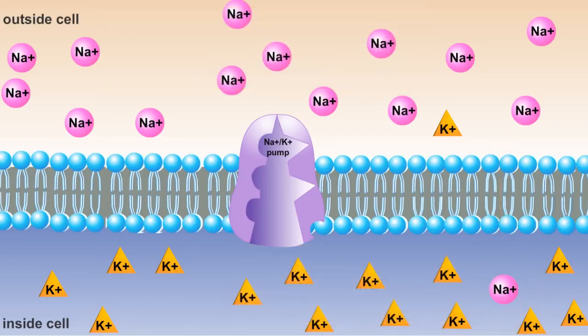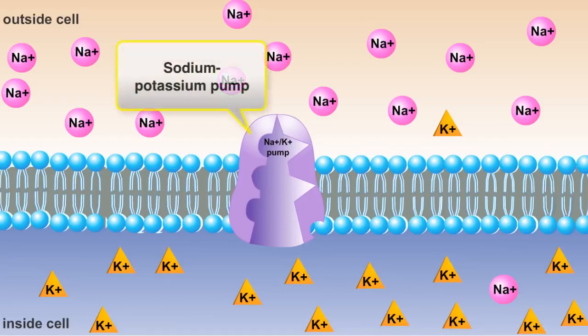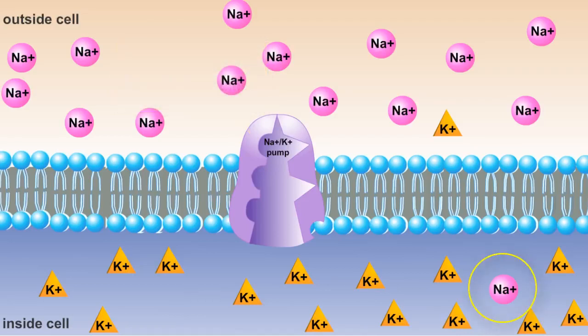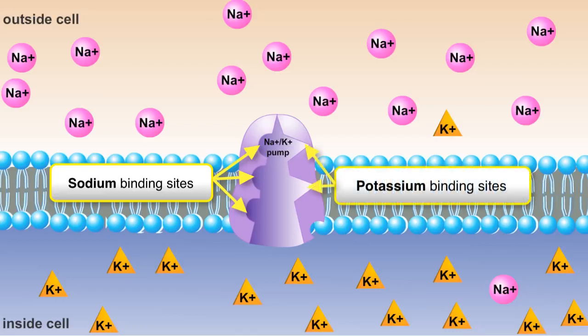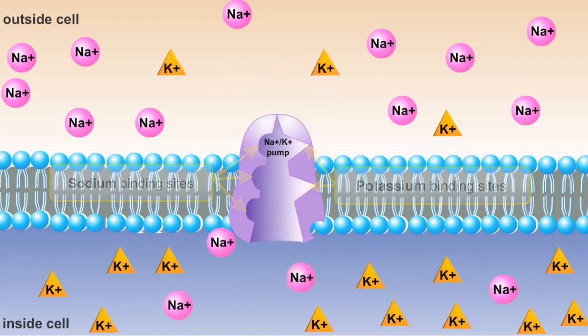One of the more common examples of active transport is the sodium-potassium pump. The job of the sodium-potassium pump is to move sodium ions, or Na+, out of the cell, and potassium ions, or K+, into the cell. Let's take a closer look at how this happens. The sodium-potassium pump has binding sites for 3 sodium and 2 potassium ions. Let's follow the movement of the sodium ions first.